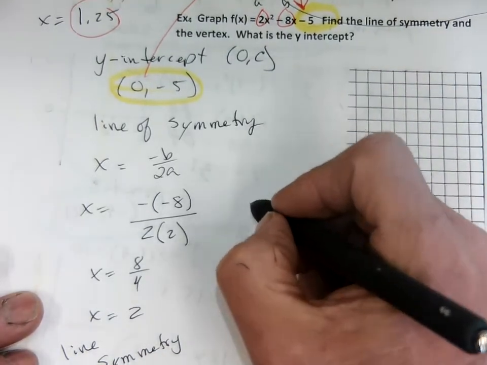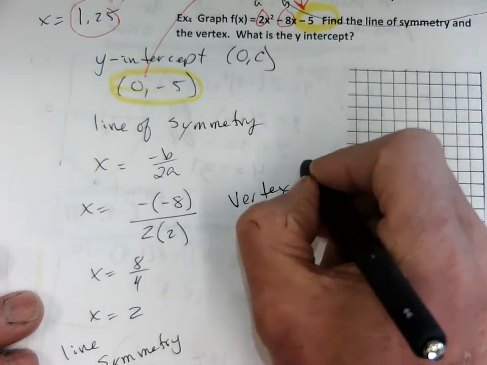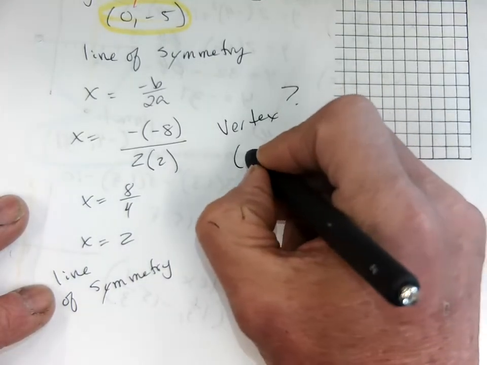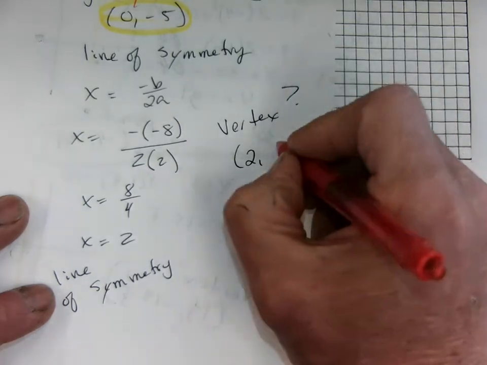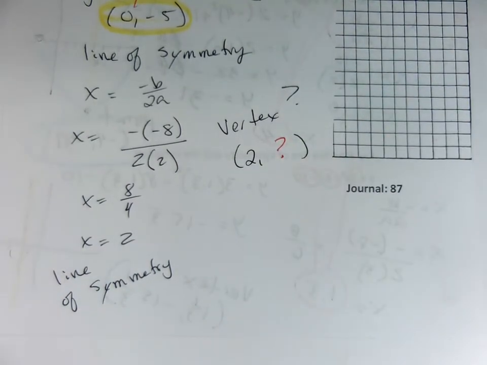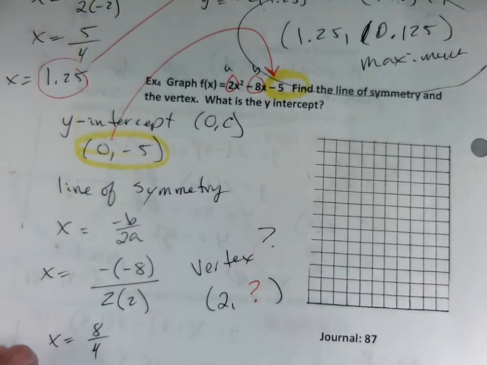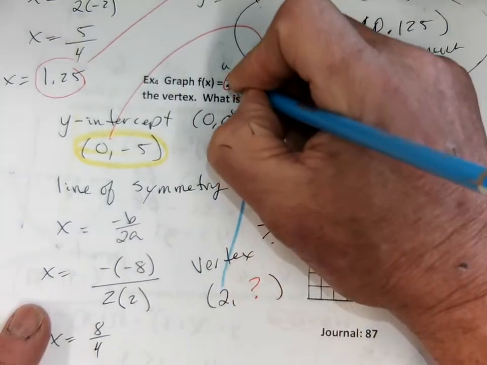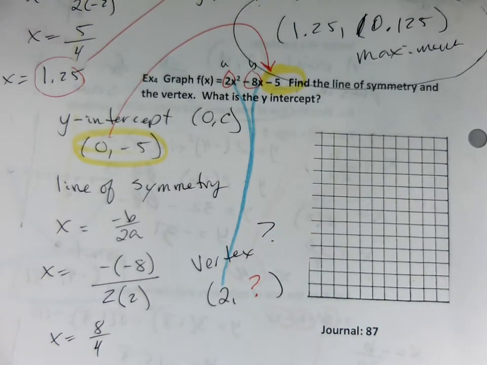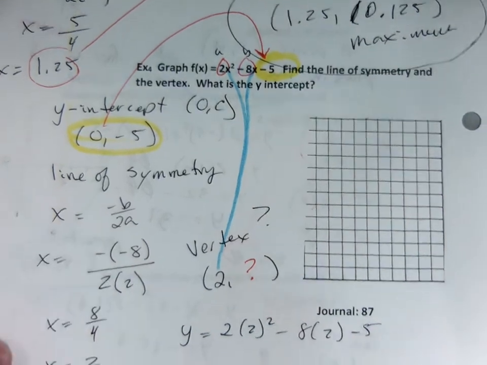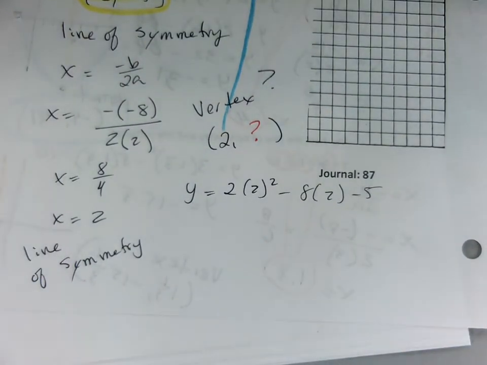What about my vertex? I need my vertex. So my vertex is 2, something. How do I get the something? Plug it in, that's all. Yeah, totally right. So I'm going to take this 2 and plug it in for x, right? It goes in because it's next, and I've got to plug it into both spots, right? So we're just going to go y equals 2 times 2 squared minus 8 times 2 minus 5, right? And I like to let the calculator do the work for me.